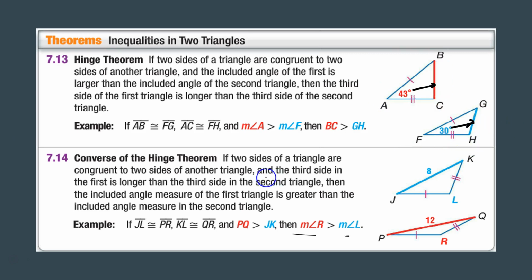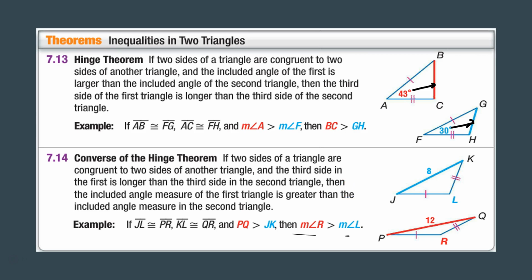The converse of the Hinge Theorem: two sides of a triangle are congruent to two sides of another triangle, and the third side in the first is longer than the third side in the second triangle. Then the included angle measure in the first triangle is greater than the included angle measure in the second triangle.